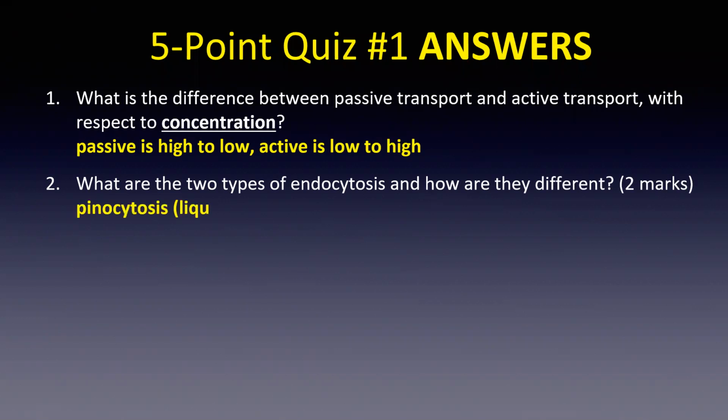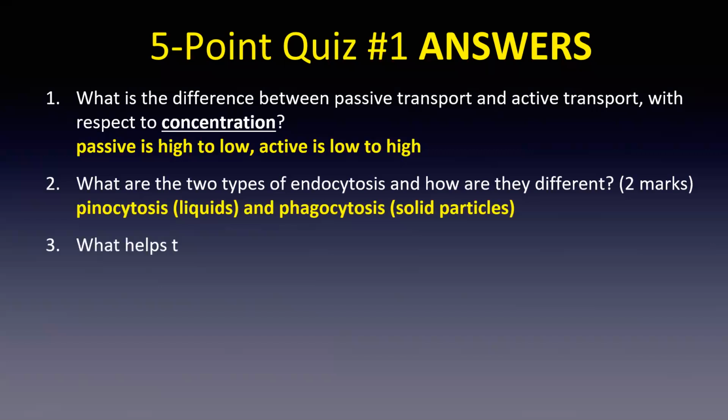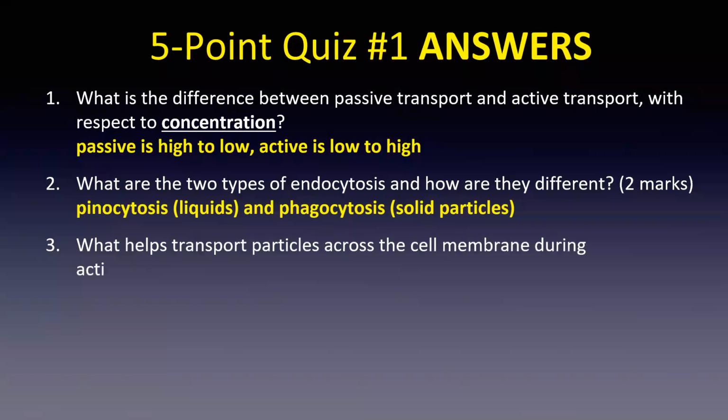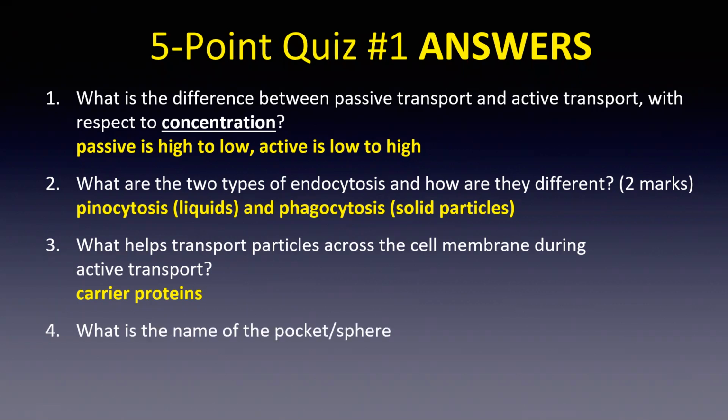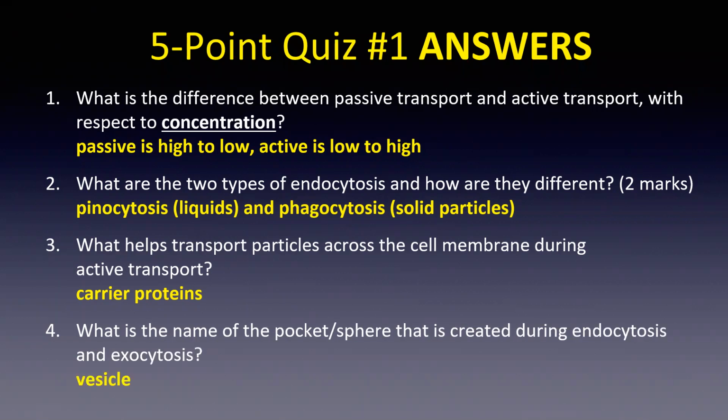The two types of endocytosis and how they are different are pinocytosis, which is liquid material, and phagocytosis, which is solid particles or solid material. What helps transport particles across the cell membrane during active transport? That is carrier proteins. And lastly, the name of the pocket or sphere that's created during endocytosis and exocytosis is called a vesicle.